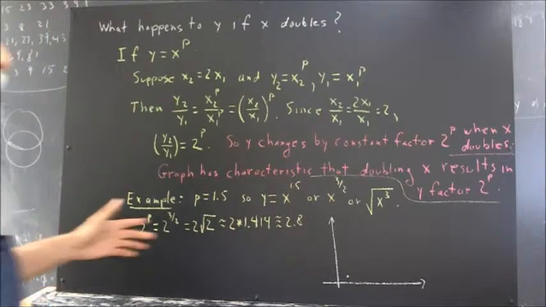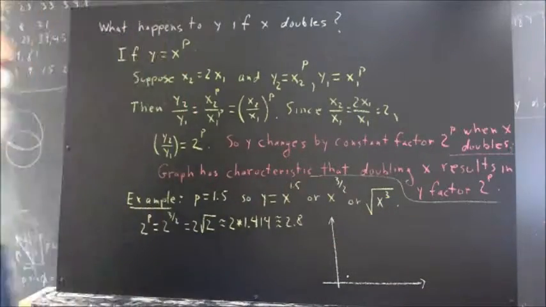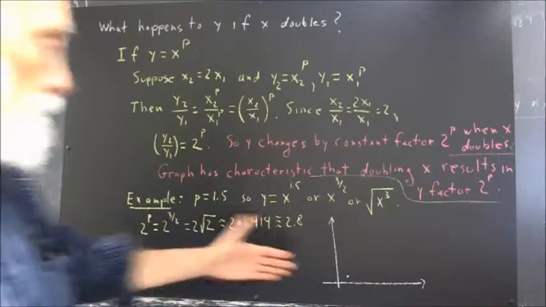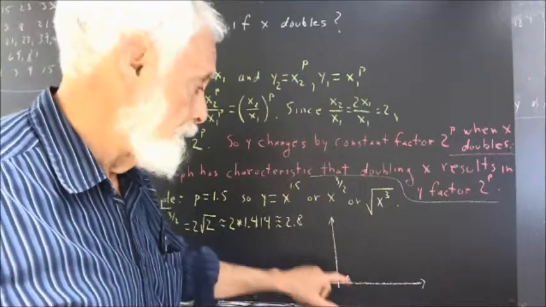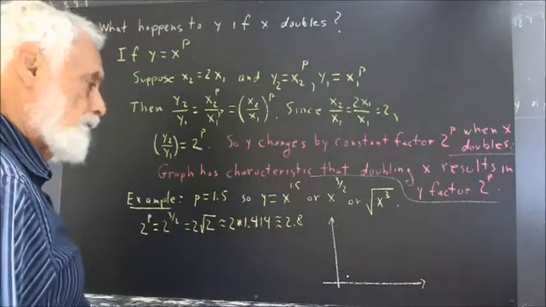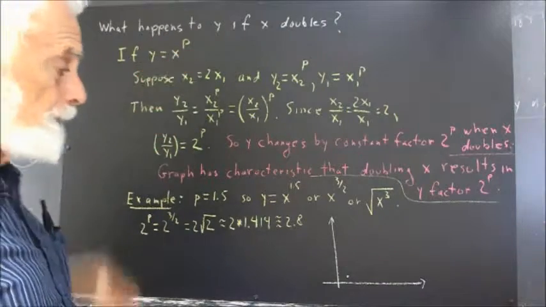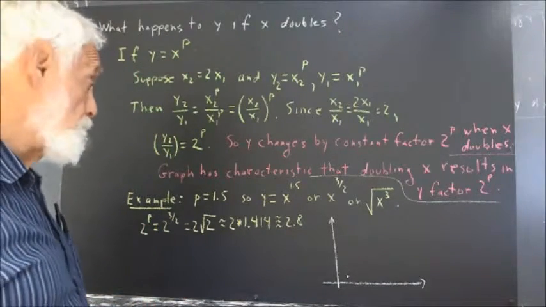Okay, so in any case, here's just one example of a power function, and we want to construct the graph. So I started a graph and I put a point on the graph. Now, of course, we know that for any power function with a positive power, 0, 0 is going to be a point on the graph.